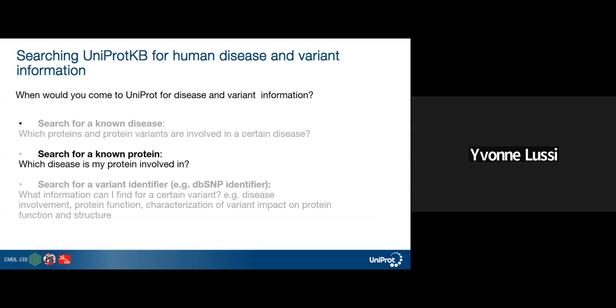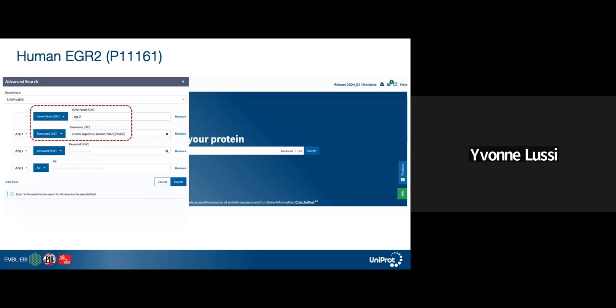So with that, I would like to come to the second scenario for searching information in UniProt: to search for a protein of interest and find out which disease the protein is involved in. For this, I will use again the advanced search and type in the gene name of my protein of interest, here EGR2, and the organism. So I restrict my search to Homo sapiens by adding the taxonomy.